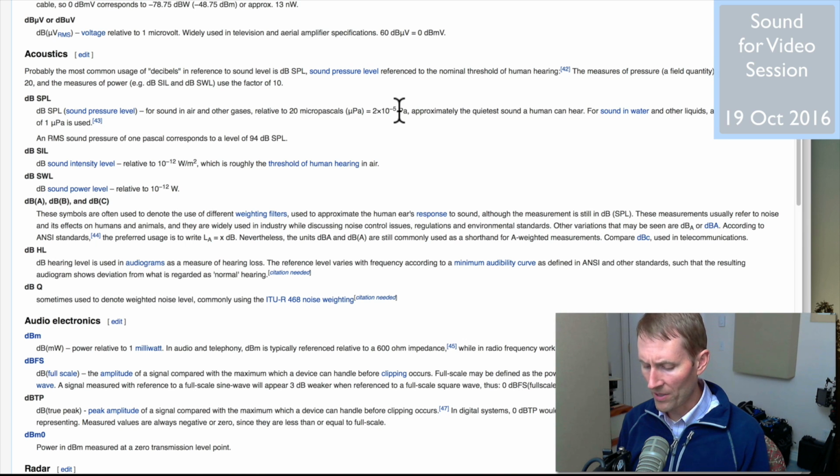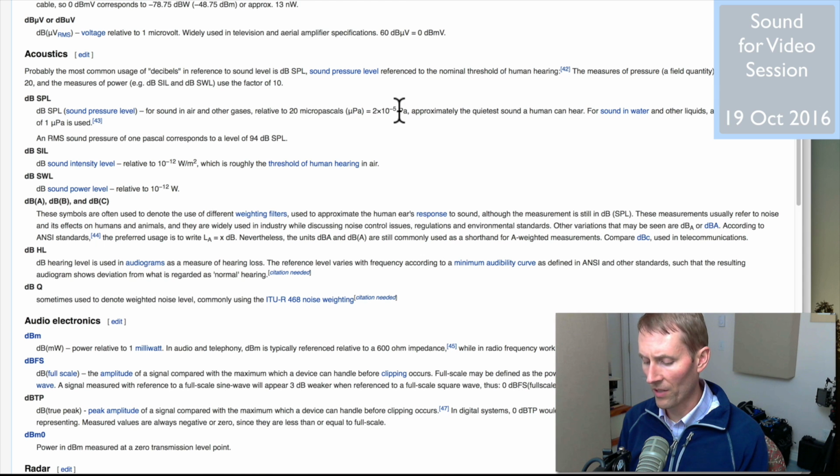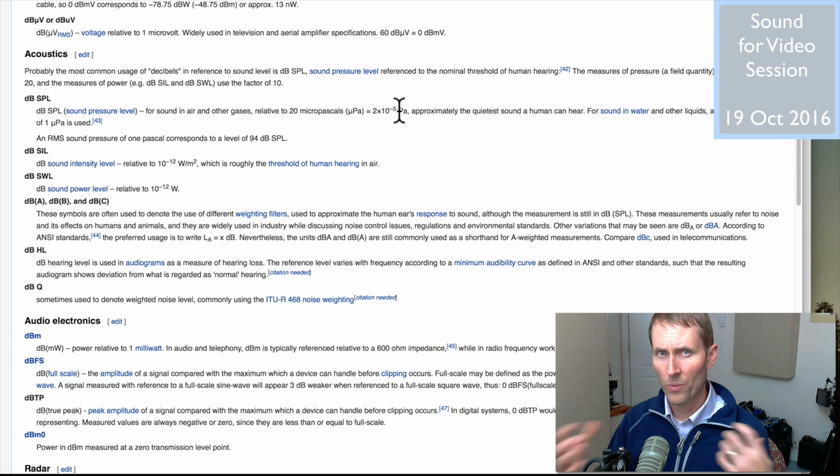And what often happens is, there we go, let's see. This will give you the opportunity to measure what the sound pressure level is in a different environment. And you can start to get a sense for what the different sound pressure level readings mean.